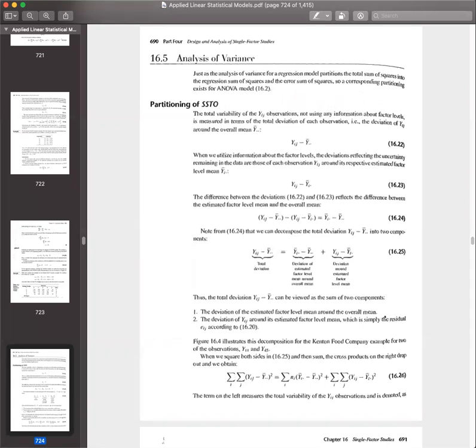The difference between the deviations reflects the difference between the estimated factor level mean and the overall mean. Thus, we can decompose the total deviation of Yij minus Y bar dot dot into two components, where we have the total deviation equal to the deviation of estimated factor level means around the overall mean plus the deviation around the estimated factor level mean. Thus, the total deviation of Yij minus Y bar dot dot can be viewed as the sum of two components, which is what we just went over.